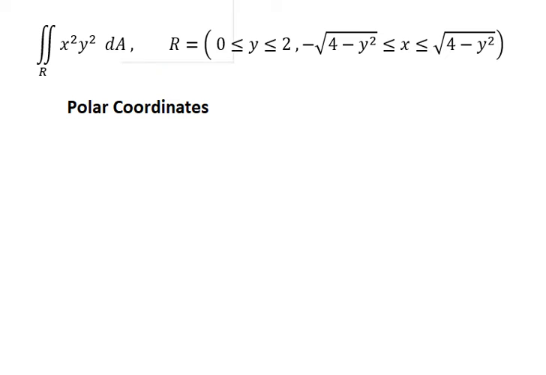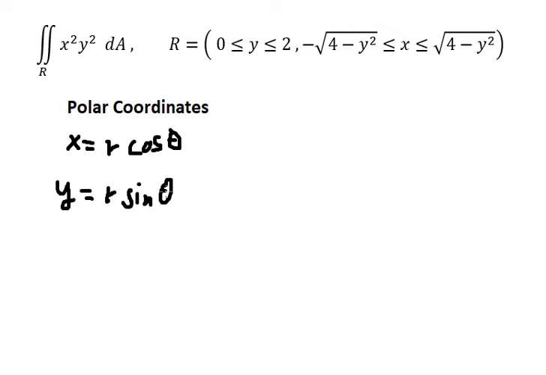So in this one, I will put x equals r cosine theta and y equals r sine theta. dA we need to transform into r dr d theta. And now we need to graph this one and this one.